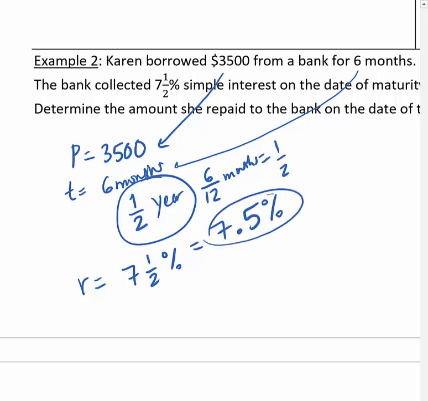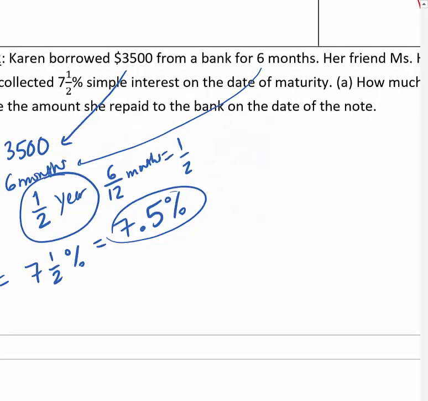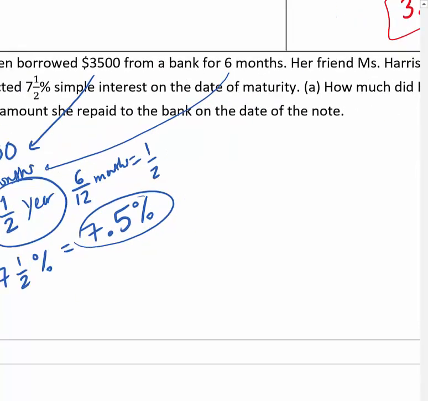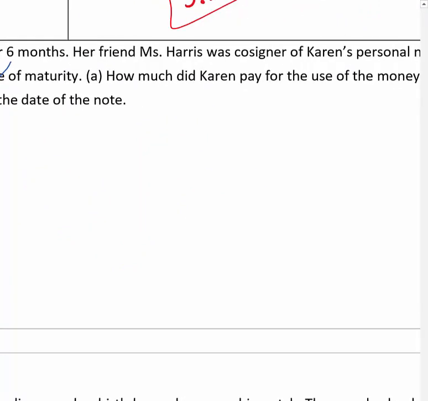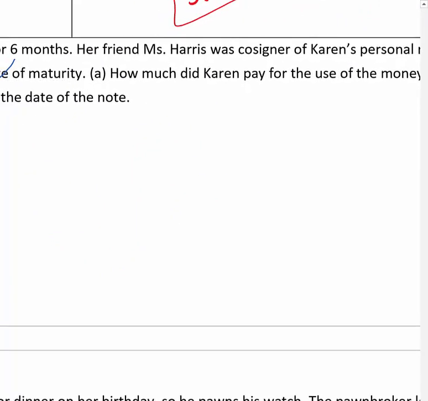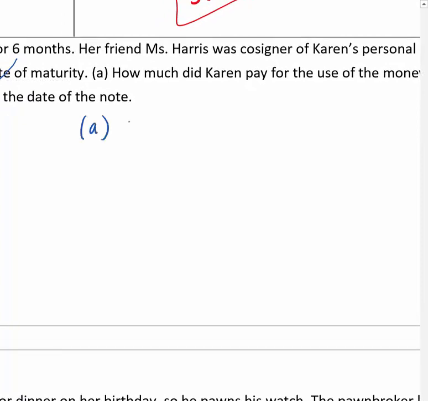Okay, so they wanted us to determine the amount that she repaid to the bank on the date of the loan. Wait, is that what they asked for? Oh no, sorry, part A. How much did Karen pay for the use of the money? Well, I think they just want to make sure that we know that's interest. So we're going to use the formula, I equals PRT.